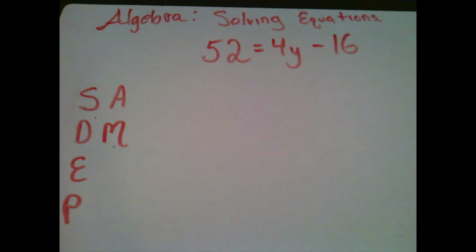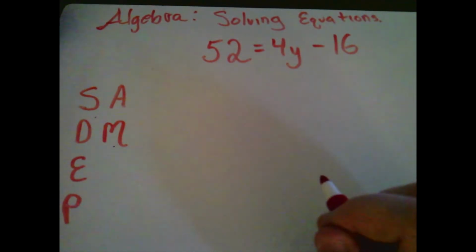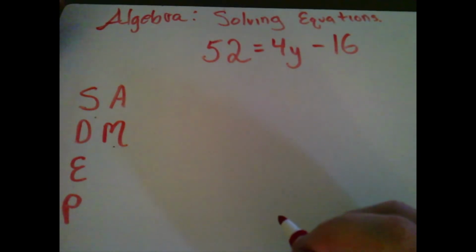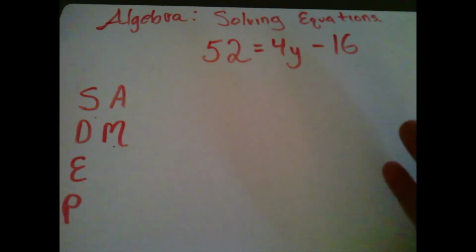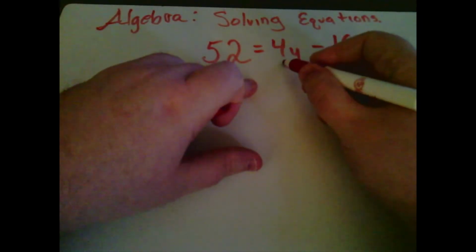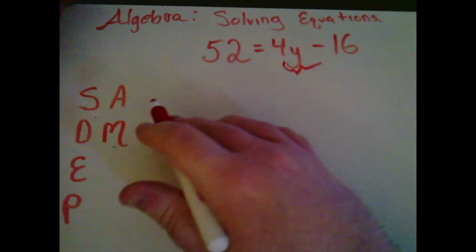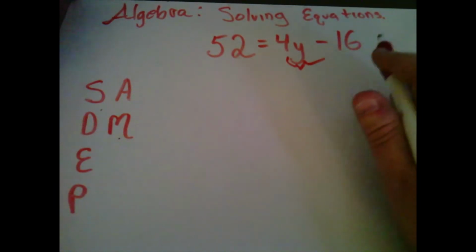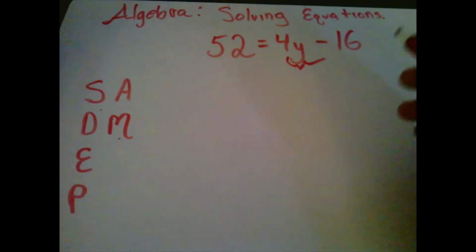Alright, so what does that mean? What does it mean to find the set of numbers from the universal set that makes a conditional equation or open sentence true? Well, let's take a look at that right now. Here we have a number sentence, an equation right before us: 52 equals 4y minus 16. What we're trying to do is find the number or the set of numbers for the value y that make this a true statement. And we can do that using algebra and using inverse operations.